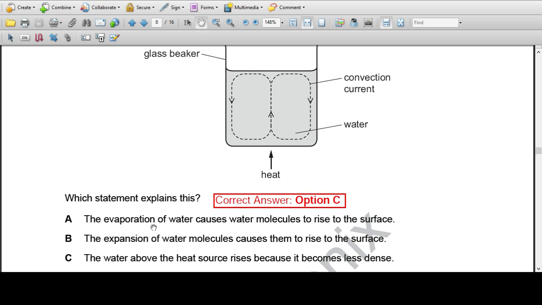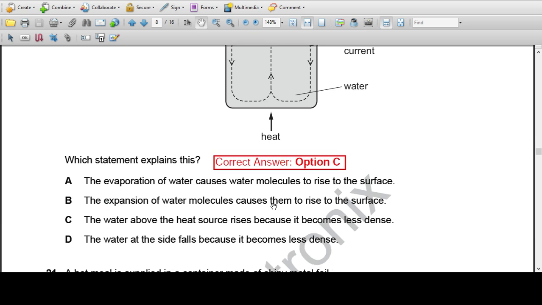The evaporation of water causes water molecules to rise to the surface. No. Second, the expansion of the water molecules causes them to rise to the surface. No.